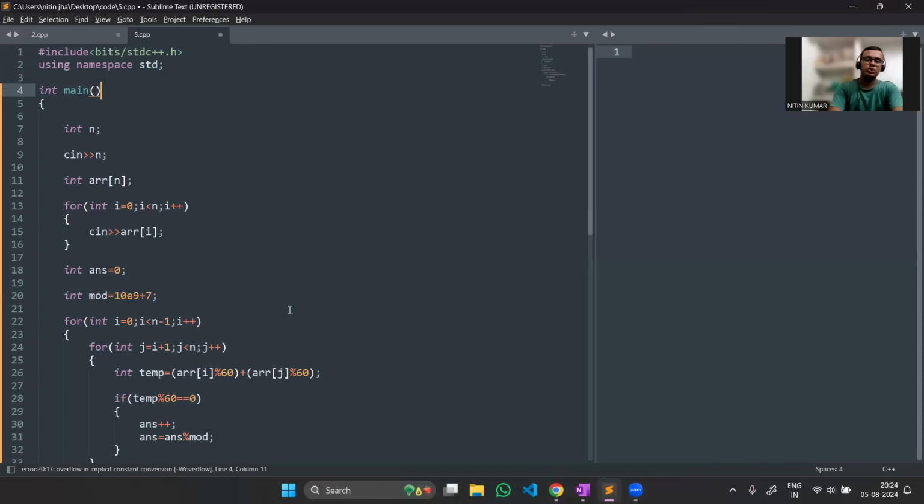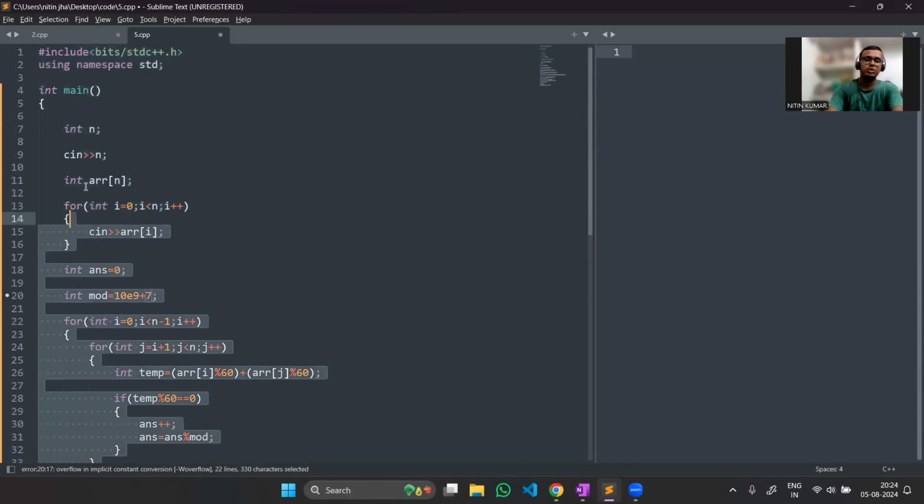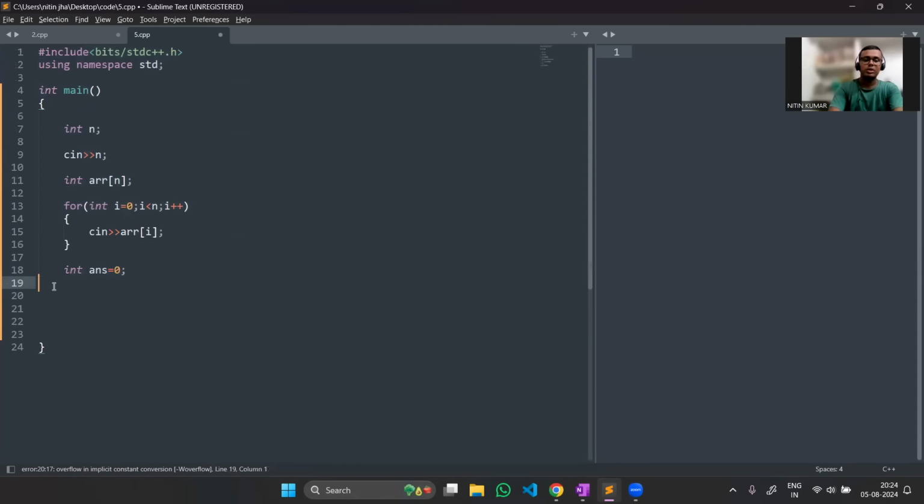Okay, so let's come here. This is the code. Okay, the input will be the same. Answer will be the same. Okay, the mod again I have to write now. Int mod, because mod is required here also. Okay, 10 to the power 9 plus 7.